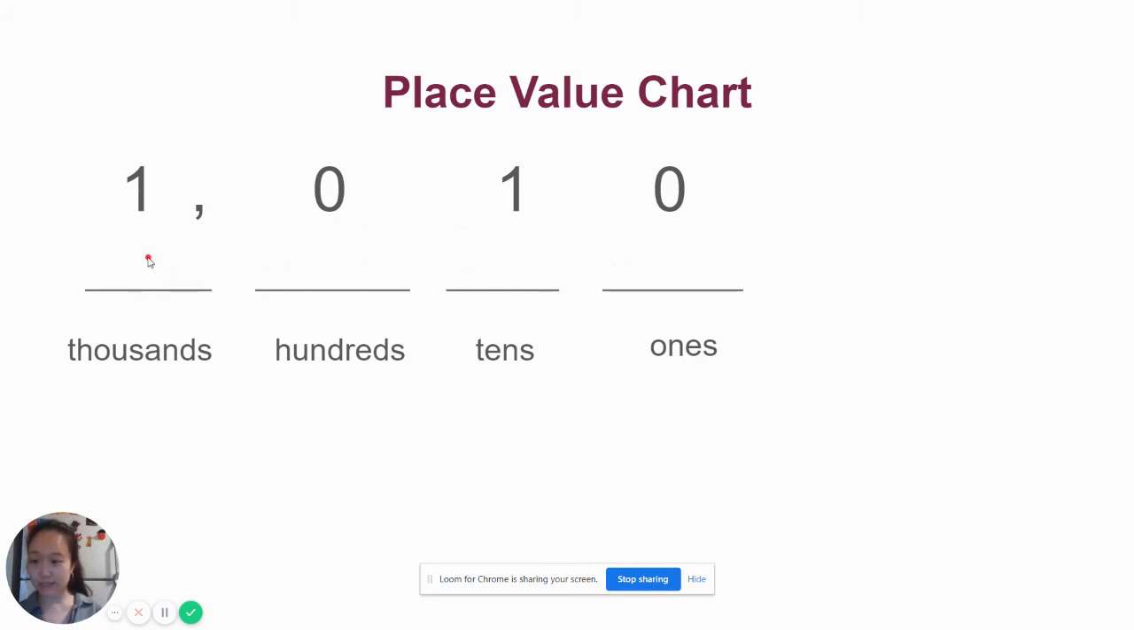So here I see that there is a 1 in the thousands place. The value is 1,000. I see a 0 in the hundreds place, which means I don't need to read it out. There is a 1 in the tens place, which has a value of 10. And then there's a 0 again in the ones place, which means I don't need to read it out again. So let's put that together. Value of 1,000, value of 10. 1,000, 10. That's how you would read out this number.